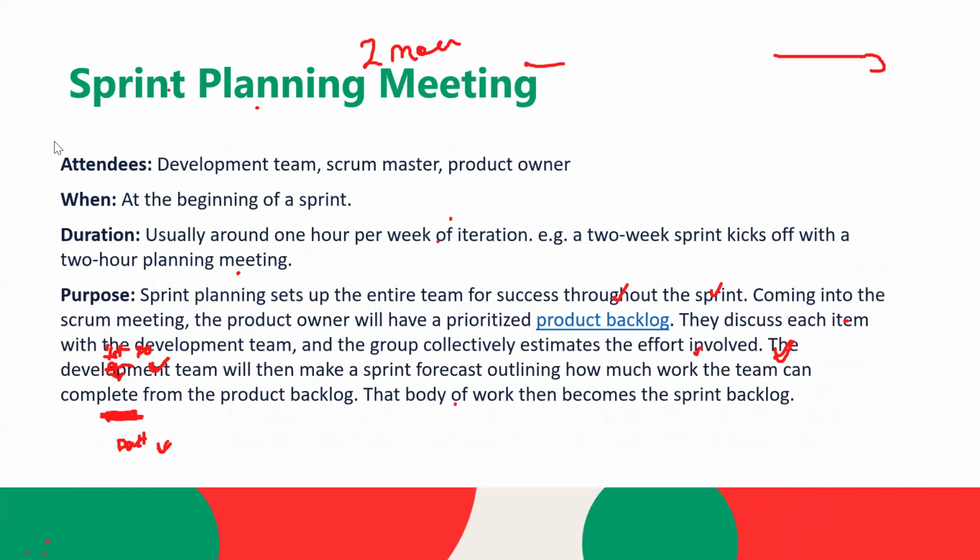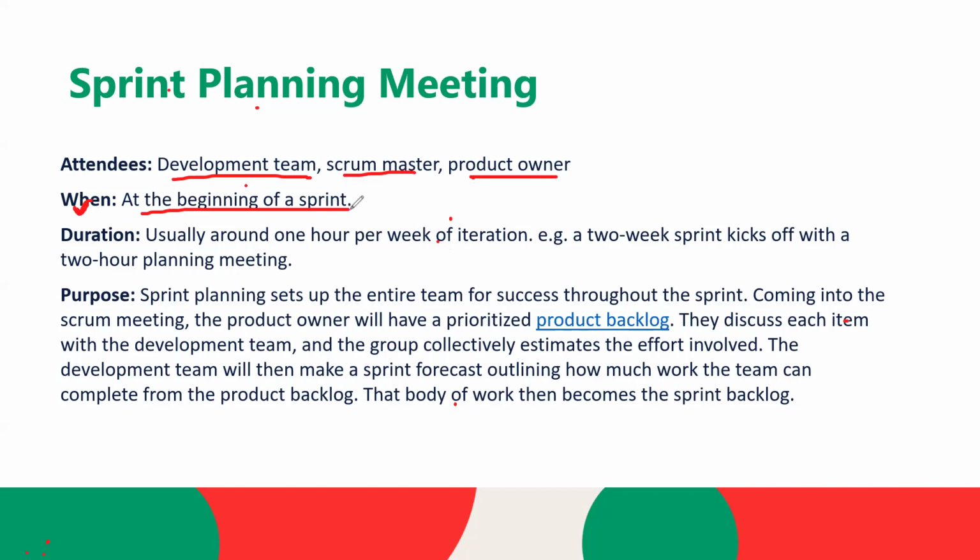Now, at the time of this sprint meeting call, who will be attending? The attendees will be the development team, Scrum Master, and product owner. When will it happen? At the beginning of the sprint. Let's say every Monday your sprint will start, so it will happen on Monday.